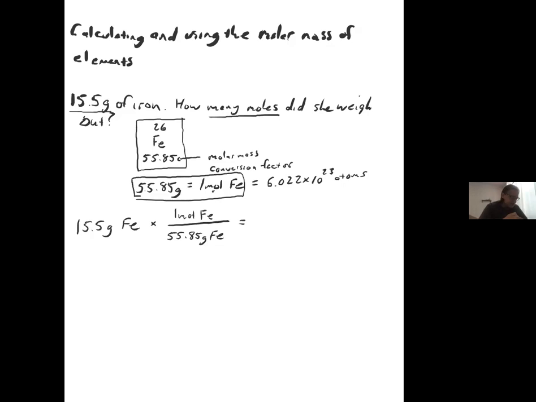Okay. So 15.5 over 55.85 is 0.2775. And then your units are moles, right? Grams cancel. So that's moles of iron. It's probably too many sig figs. We only have three here. So if you only have three sig figs, it's a good idea to round it to three sig figs. So the third sig fig would be right here. This one's five or greater, so we round it up. And that would be your answer there.